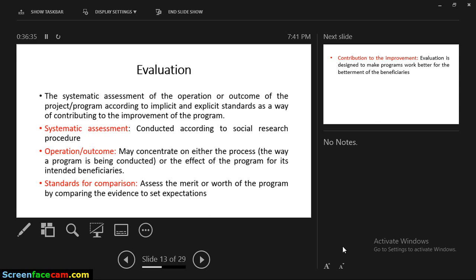Exactly. The standards of comparison, and this is what we talked about, right? Assess the merit or worth of the program by comparing the evidence to set expectations. So in the plan, like I was demonstrating yesterday, let's say you did your baseline survey, then you discover that the HIV prevalence stands at 14.2%, as of 5th November 2019. Okay, well and good. We know this value. Then we now start administering the service. Let's say we said we are going to do a midterm evaluation. Let's assume that our project will run for 5 years. Then when we say a midterm evaluation, that means we'll do it after 2.5 years.